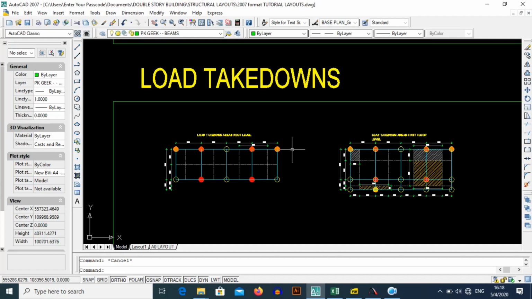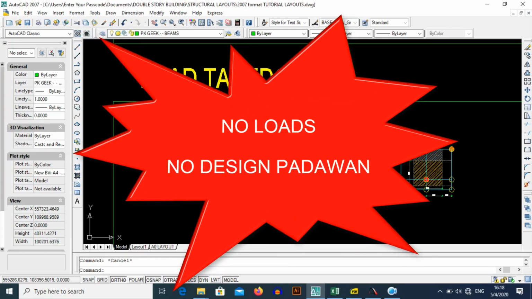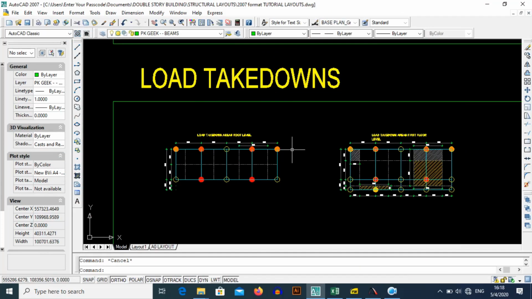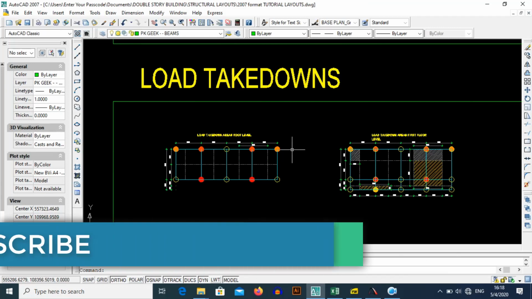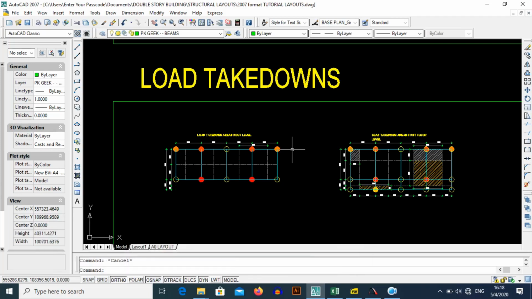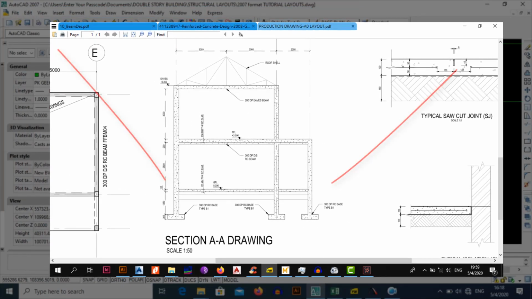The reason why takedowns are very important is simple. You cannot design if you don't know the loads and the setup of your building. This is why it was important for us to do the layouts first, because the layouts and the load takedowns help us identify the load, particularly the one that is going to the foundation, which is the first place where we start when we are designing or analyzing our building.